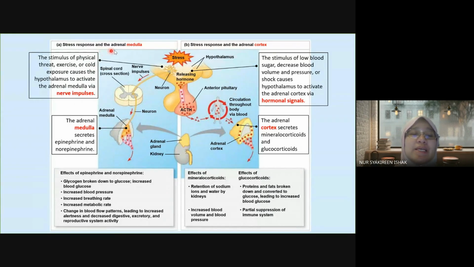So stress response and the adrenal medulla first kita tengok. So the stimulus of physical threats, exercise or cold exposure causes the hypothalamus to activate the adrenal medulla via the nerve impulse. So as you can see, initially the stress is received by your brain. So it sends impulse through your neuron that has long axon that extend into the spinal cord. And then from the spinal cord, you have another neuron extend into the adrenal medulla.